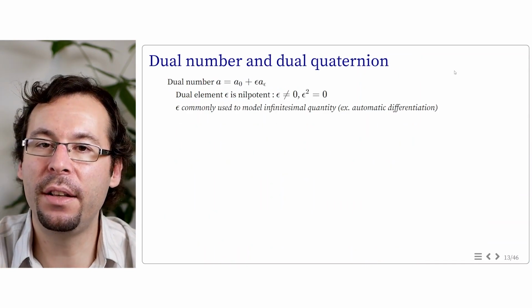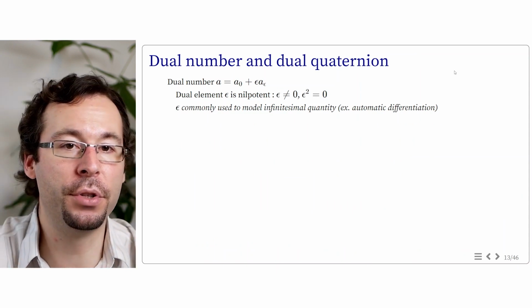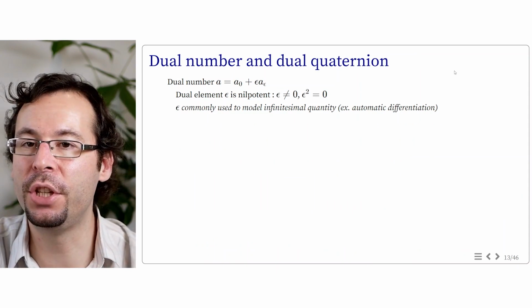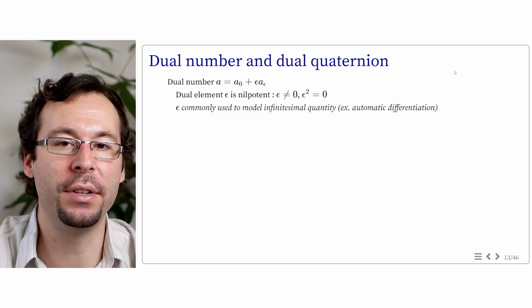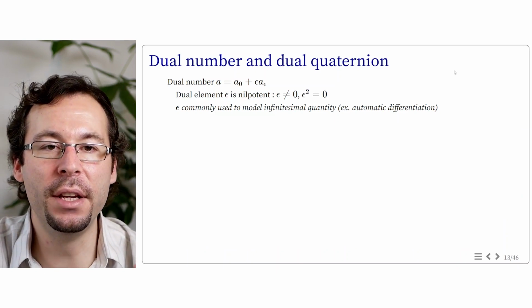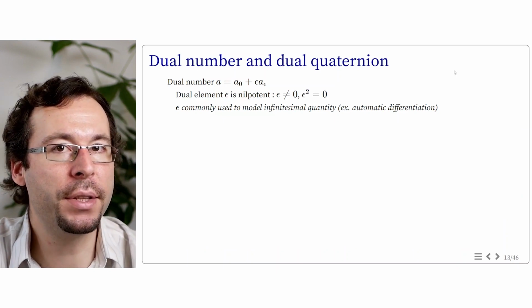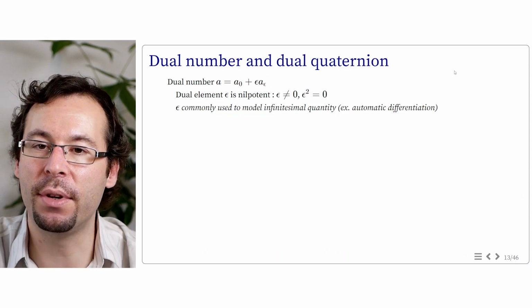So what are actually these dual numbers? A dual number in its general form is a number A, which equals A0 plus epsilon times A epsilon, where the dual element epsilon is nilpotent, which means that epsilon is not equal to 0, but epsilon squared actually equals 0.